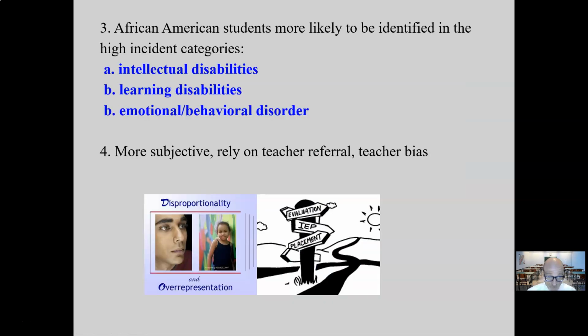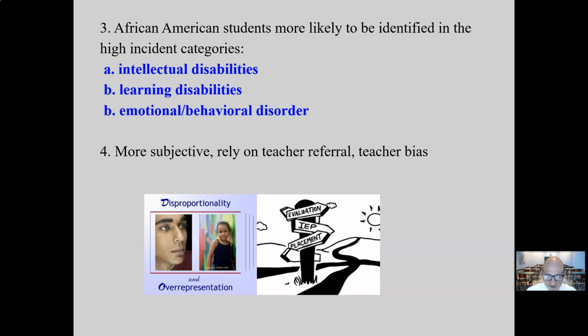African American students are more likely to be identified in the high incident categories. These, by the way, tend to carry the most social stigma: intellectual disabilities, learning disabilities, and emotional behavioral disorder. These are the more subjective categories that rely on teacher referral. However, teacher bias is also part of this.